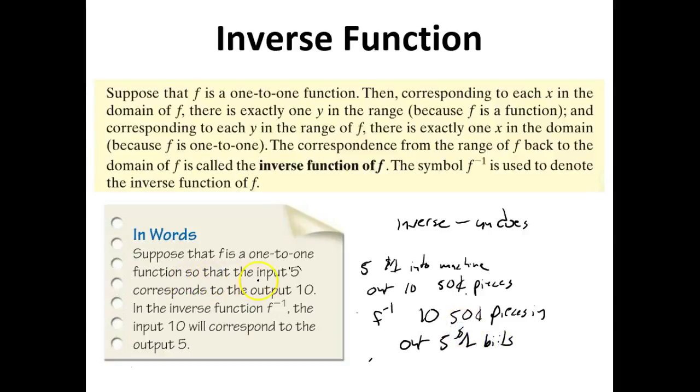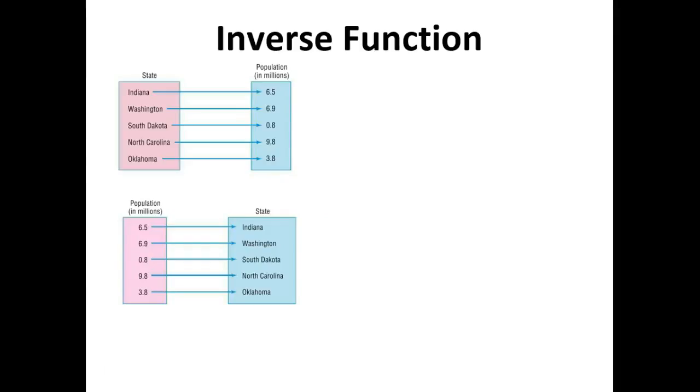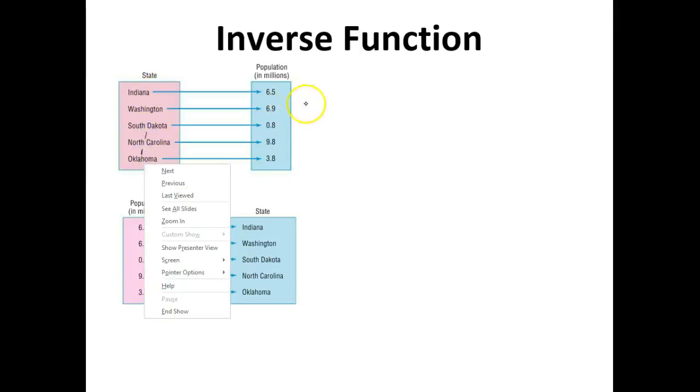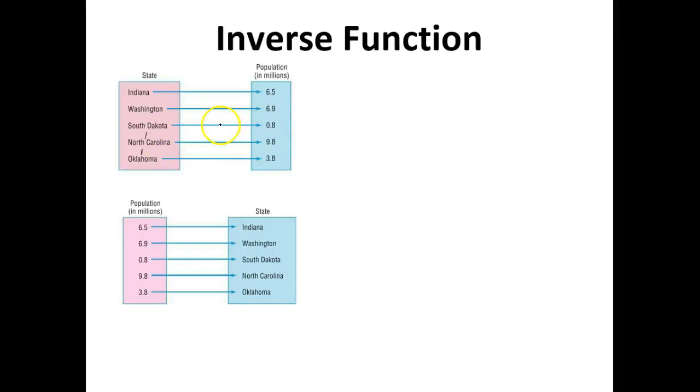So if a function has an input of 5 corresponding to an output of 10, the inverse function is going to have an input of 10 and an output of 5. It undoes what originally happened. Some more examples of inverse functions. If we look at these states, Indiana, Washington, South Dakota, North Carolina, Oklahoma, and we look at their populations, notice how each of these states has a different population. So if we wanted to draw lines between the states and the populations, each state is going to correspond to exactly one unique population.